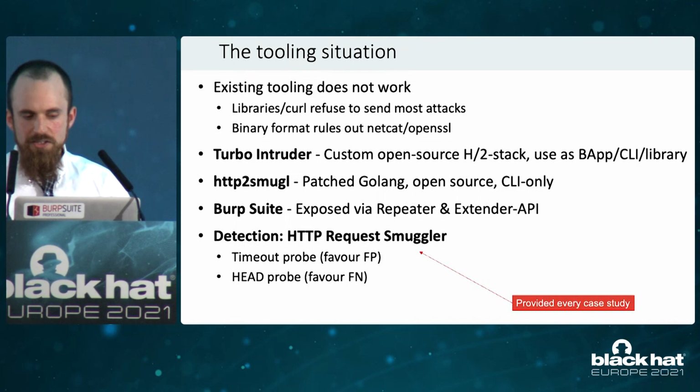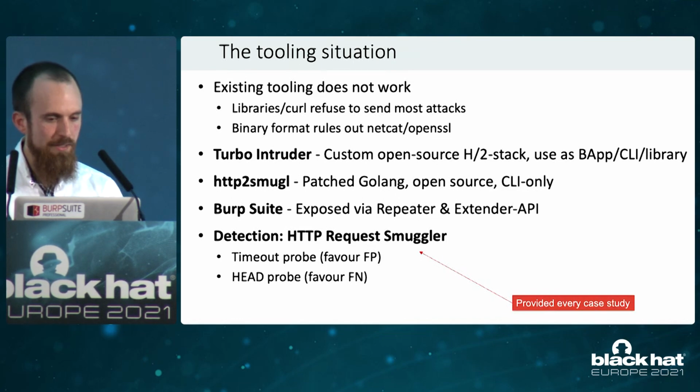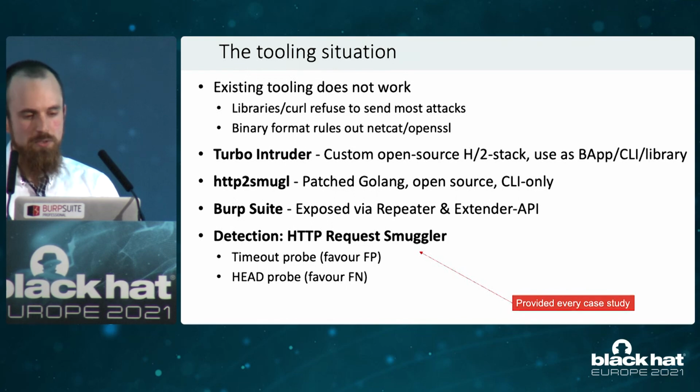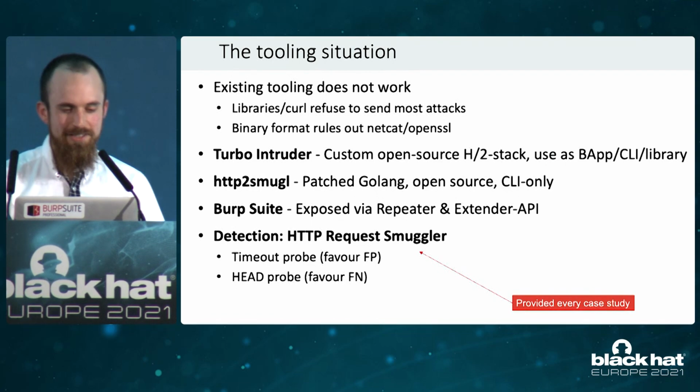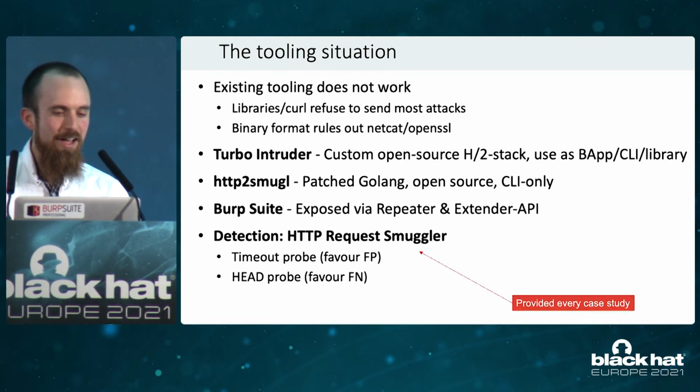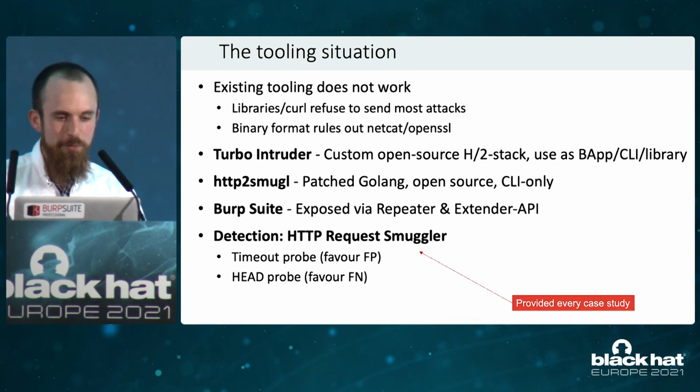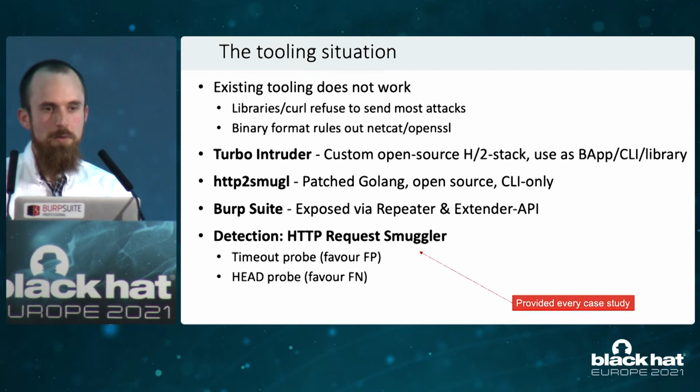So instead, you need to use Emil's tool, HTTP2 Smuggle, Turbo Intruder, which I've made a custom open source HTTP2 stack for, or you can use Turbo Intruder with Burp's HTTP2 stack, which is slower but more reliable, or Burp, just core Burp, or the HTTP request smuggler that I've released. If you don't like Burp, please take note, you can use Turbo Intruder as a command line tool. It doesn't actually depend on Burp.